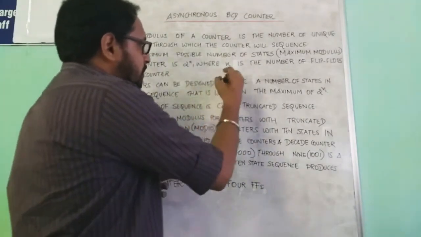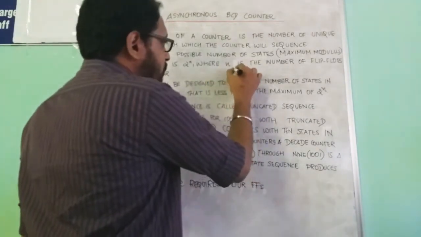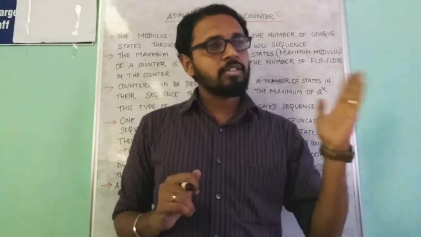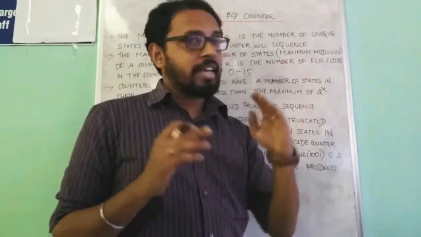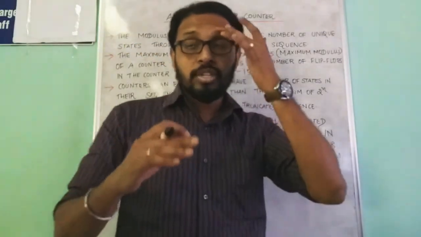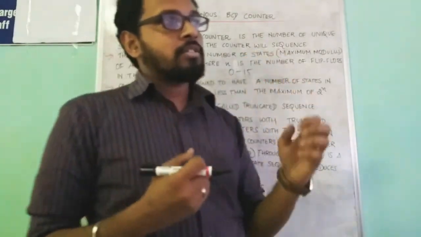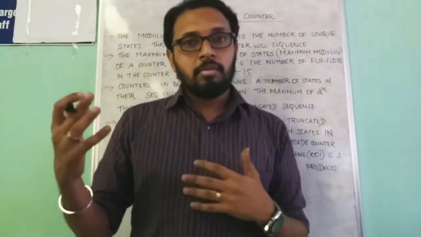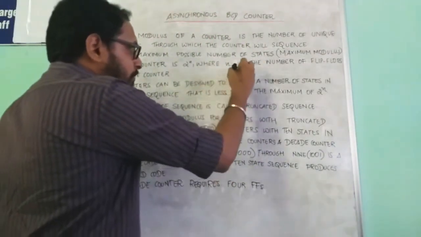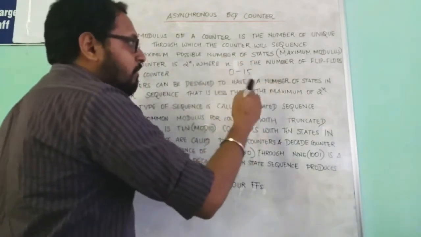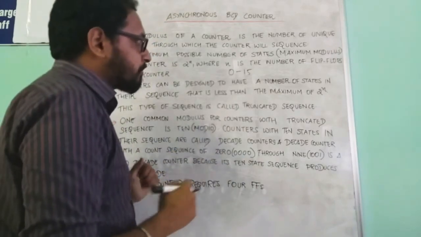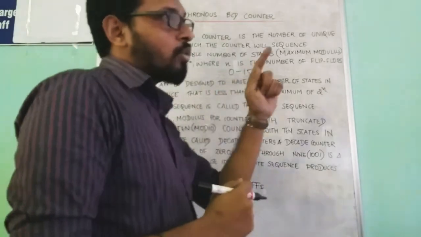We know that 0 to 15 means there are 16 states, and 2 raised to 4 is 16. In the case of BCD, 0 to 9 is valid and 10 to 15 is invalid. If someone asks how to design a BCD counter, we need to understand that even though there are 6 invalid states, 0 to 9 means there are 10 cases, right? 10 cases are there.